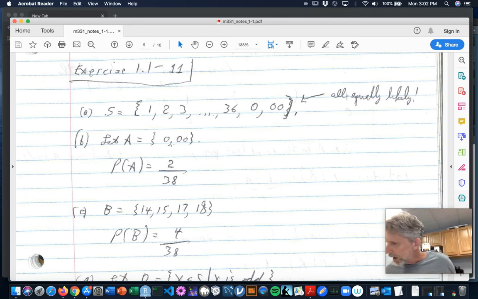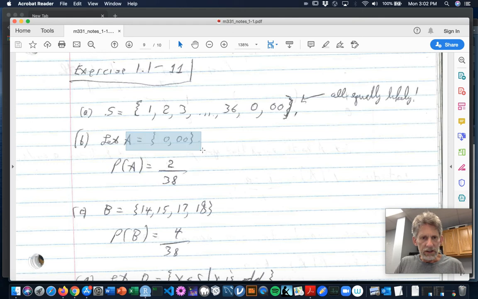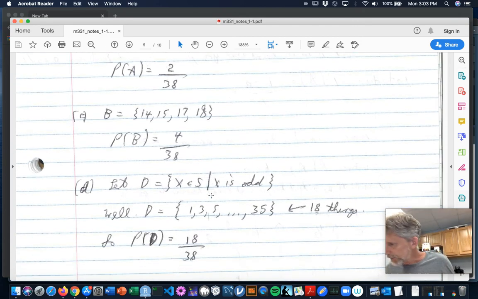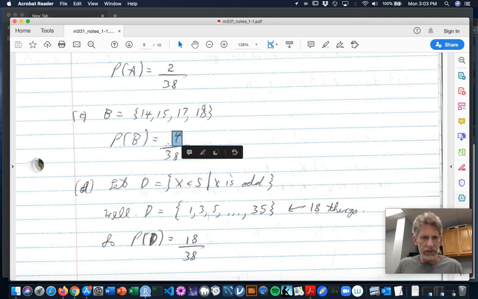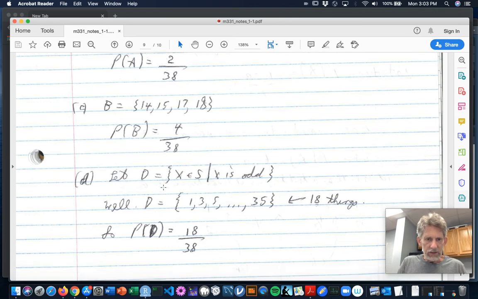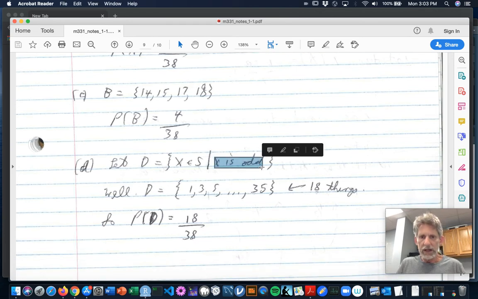Part B, let A be the event of getting the 0 or the 00 slot. What's the probability of A? Well, it's 2 things out of 38, so 2 over 38, equal likelihood principle. Part C says let B be the event of getting a 14, 15, 17, or 18. What's the probability of B? Well, that would be the number of items in B divided by 38, again the equal likelihood principle. Part D, let D be the set of all outcomes that correspond to odd numbers.